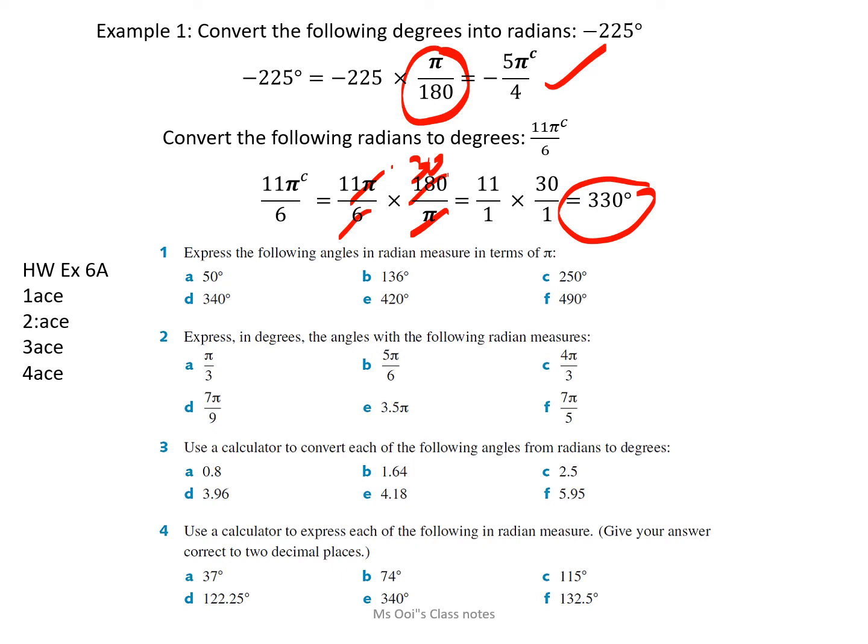So I'd like you to pause the video and work on question 1 a c e, 2 a c e, 3 a c e, 4 a c e. You probably need to take 5 minutes of your time. Questions 3 and 4, you need to use your CAS. Questions 1 and 2, you go without CAS. On to the next slide.